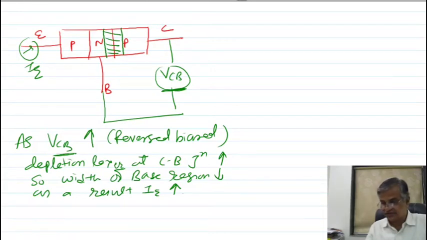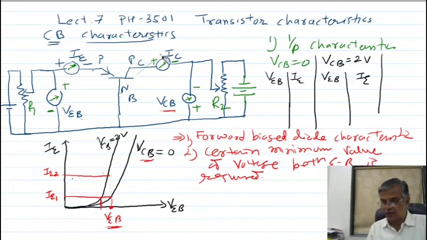Let us discuss now output characteristics. Sir, what is output characteristics? Output characteristics means the graph of output collector current. The graph of output collector current with collector base voltage at constant ammeter current is called output characteristics.